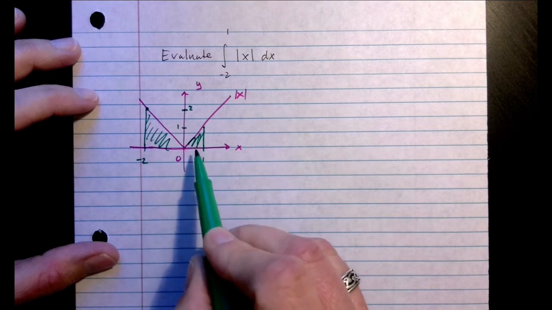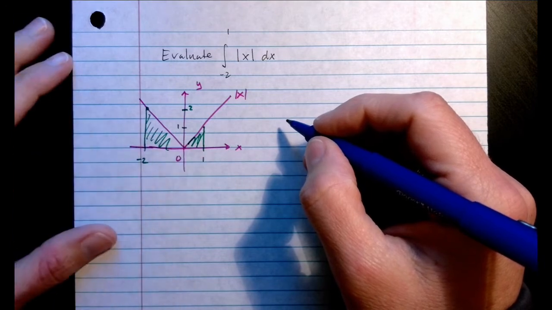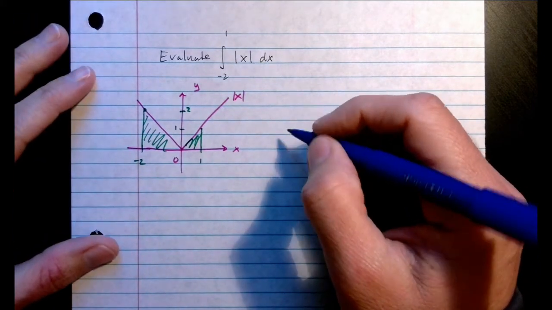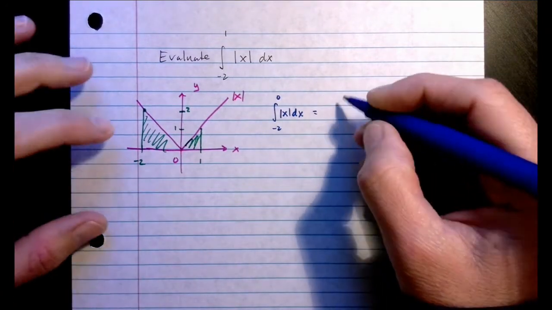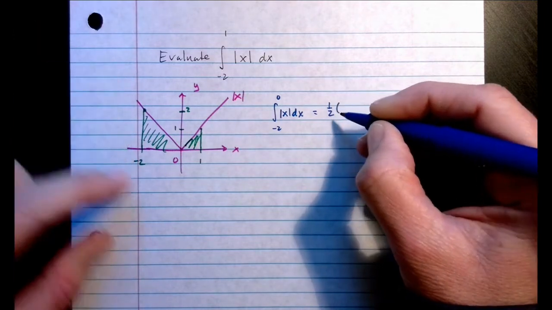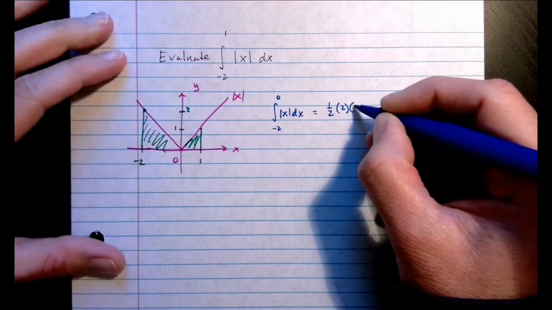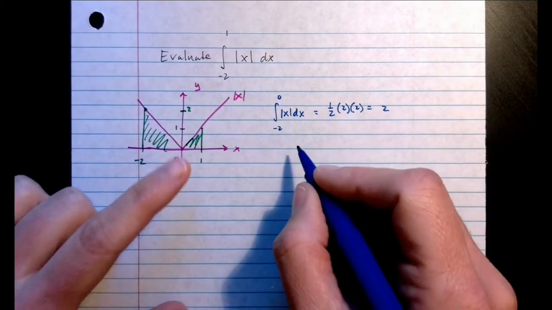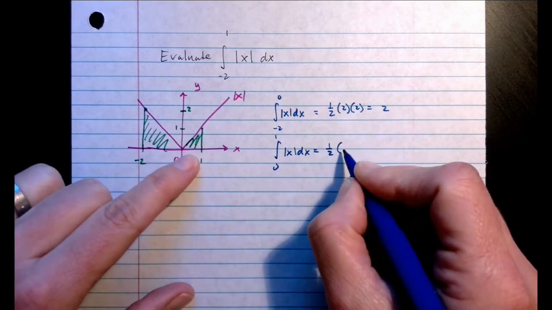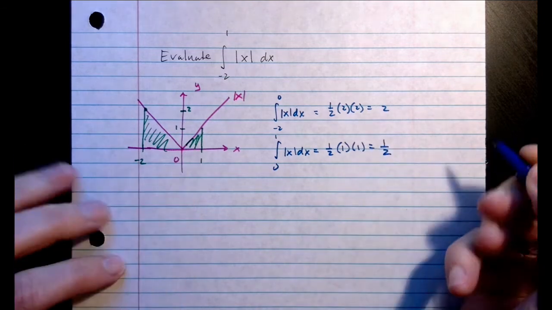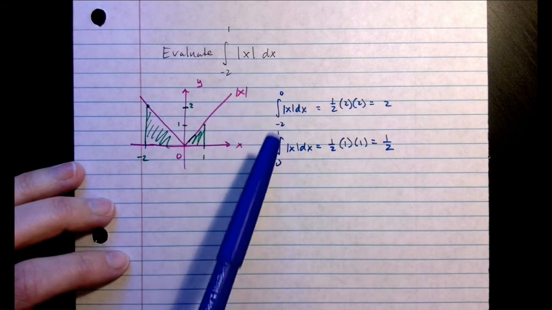Notice I'm going to have two different triangles here. So all I have to do is evaluate each area separately and then add them together. Now here's what this looks like as an integral though. That's 1/2 base, the base is going to be 2 units, times the height, which is 2. Now let's do the other one. So 1/2 base times height. So this integral is equal to the sum of these two integrals here.